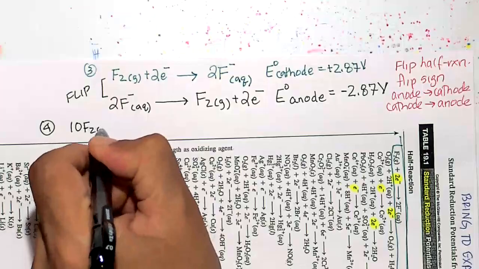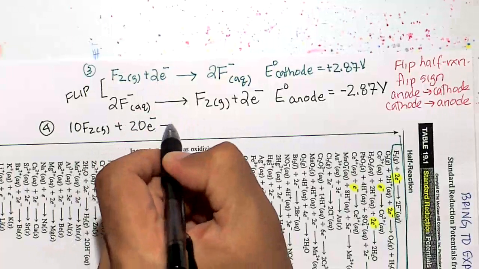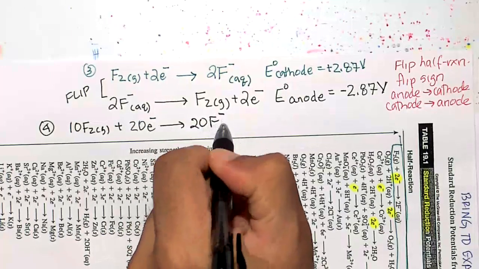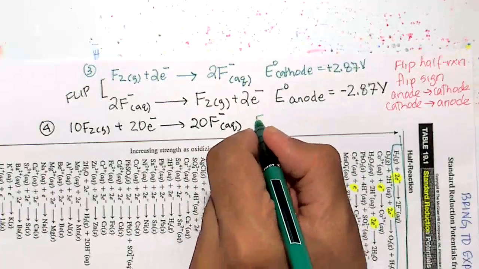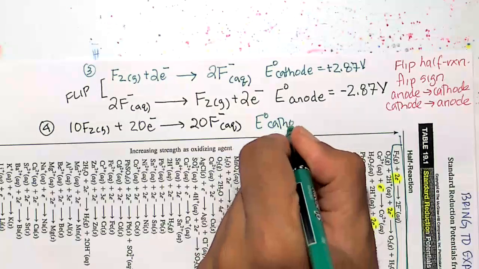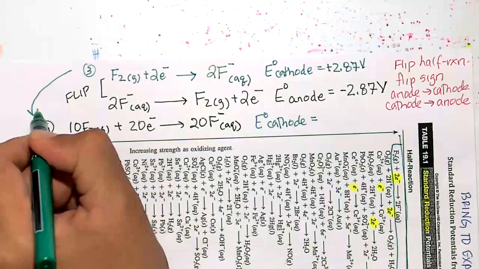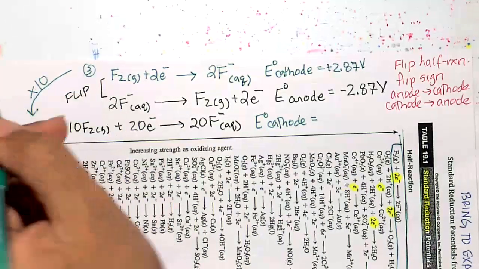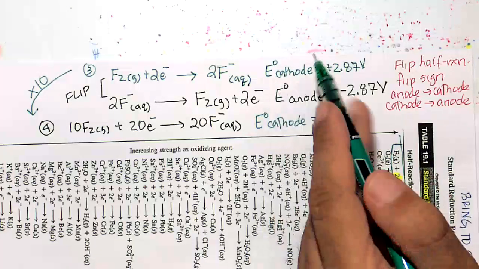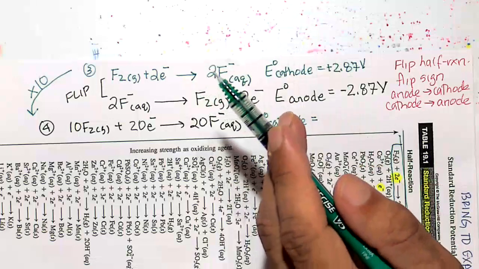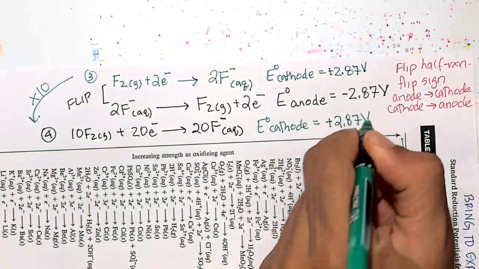10 F2 gas plus 20 e minus, multiplying this through by 10, goes to 20 F minus. And now this will have an E cathode. What will my E cathode be? Here I multiplied it by 10. What will my E cathode be? Will it be 28.7 volts? Multiplied by 10, you'll multiply the voltage by 10. That's not going to happen. This is going to remain positive 2.87 volts.